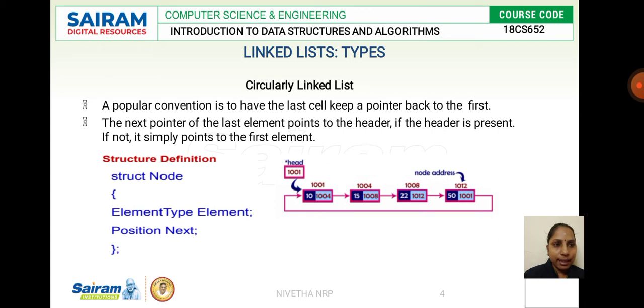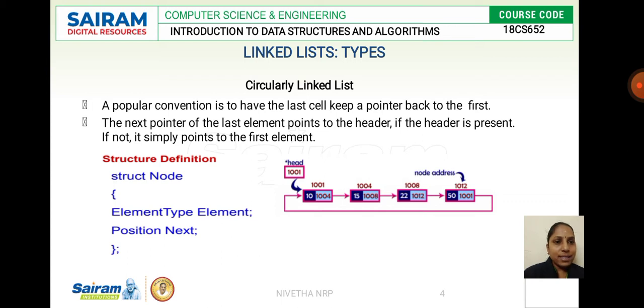In a circularly linked list we have a link from the last node to the first node, whereas in a singly linked list we have only one forward link, that is, only the pointer to specify the address of the next element. In a doubly linked list we have two links, a forward link and a backward link, and it starts with the head and ends with null.